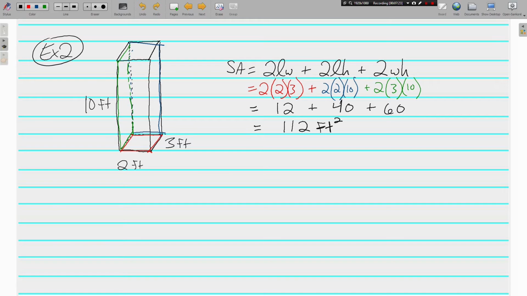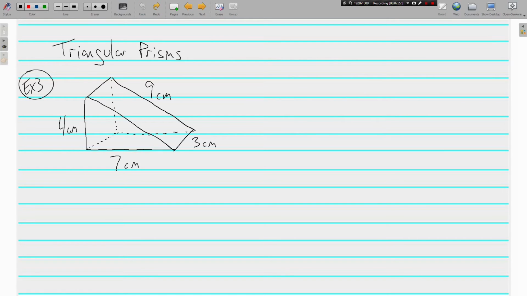Rectangular prisms are nice. They fit into a nice, pretty formula. Triangular prisms are a little different. They do not fit into the formula every time because there are different kinds of triangles that can be the base. There can be scalene triangles, there can be isosceles, there can be equilateral.